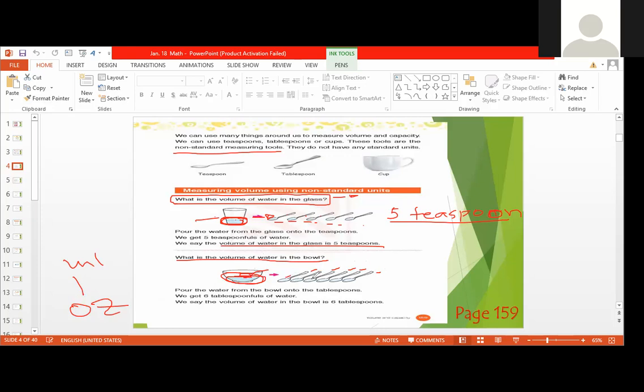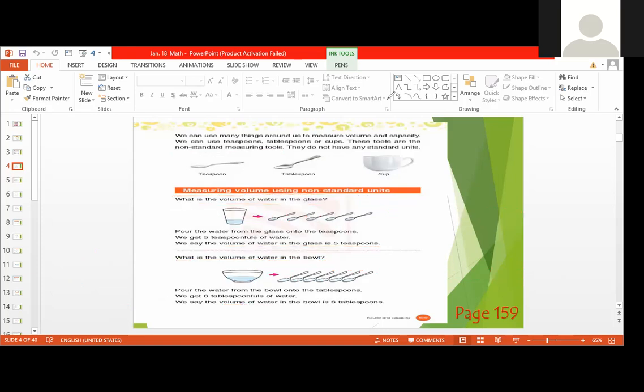It's about 1, 2, 3, 4, 5, 6. So it is 6 tablespoons. So the volume of water in the bowl is 6 tablespoons. That's how you can do it, by measuring with non-standard measuring tools. Have you got it, class? Do you get it?